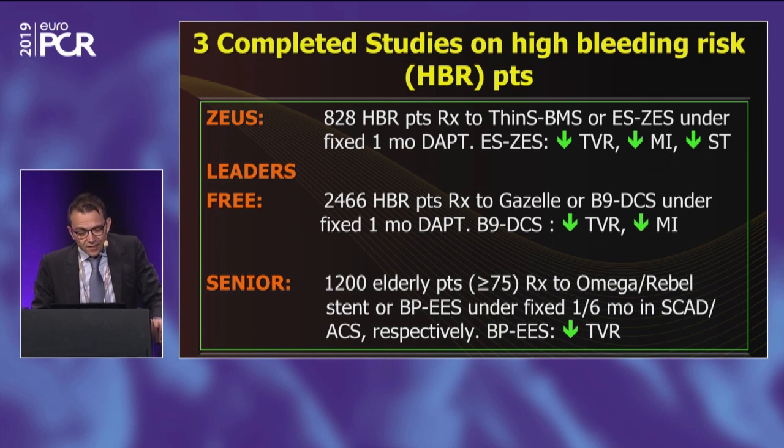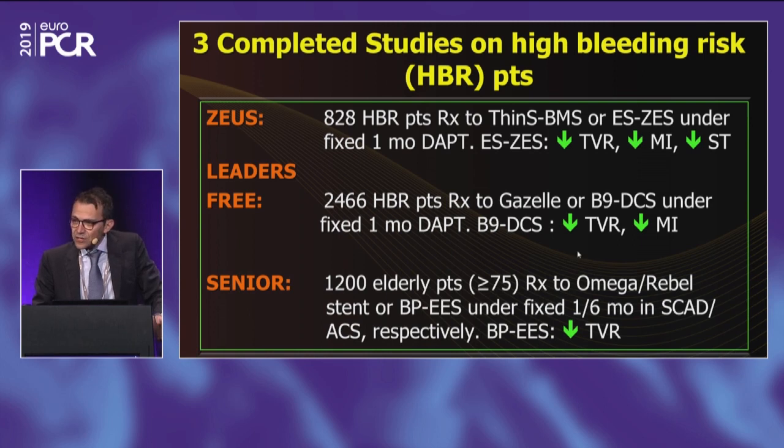Then the pivotal LEADERS FREE study came with almost 2,500 patients, all of them HBR, randomly allocated to DCS, drug-coated stent, or Gazelle, and that also showed lower TVR and lower MI, both of them under a fixed 1-month DAPT duration. And most recently, we have seen the SENIOR study with 1,200 elderly patients randomly allocated again to biodegradable polymer EES versus the corresponding bare metal stent.